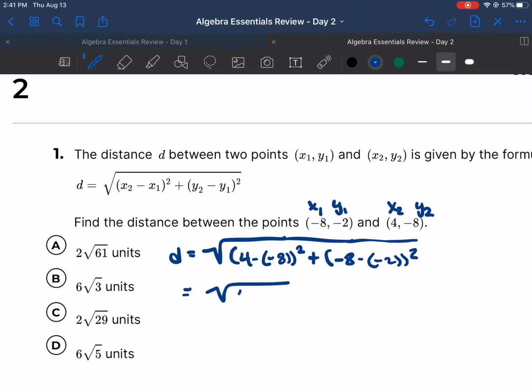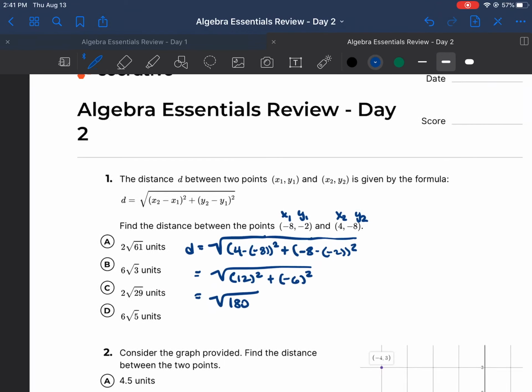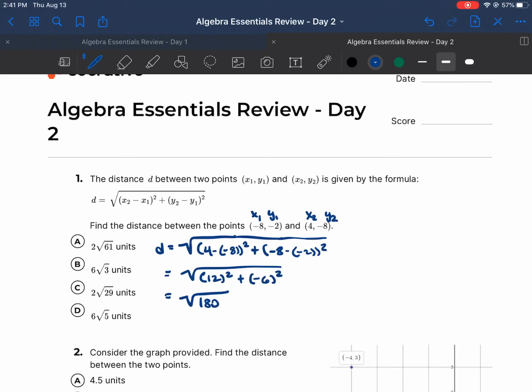Continuing to simplify, 4 minus -8 is 12, and -8 minus -2 is -6. As you continue to simplify, 12 squared is 144, and -6 squared is 36, so 144 plus 36 would give us 180. But notice that 180 is not fully simplified, so let's continue to work on simplifying the square root of 180. Well, square root of 180 is the same as square root of 36 times 5, and since 36 is a perfect square, this would simplify to 6 square root of 5, which is answer choice D.